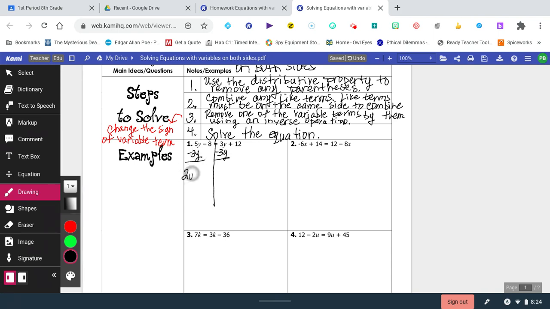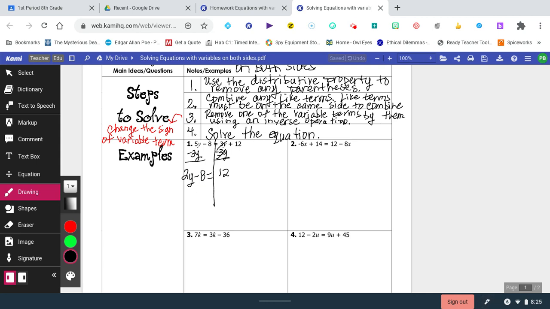So here I end up with 2y minus 8. These cancel, equals 12. Now you've got a basic two-step equation. What side is the variable on? The variable is on the left side. So what I need to do now is get rid of the 2 and the minus 8. The 2 is attached and the minus 8 is farther away, so I'll get rid of the minus 8 by changing the sign. Again, if it's farther away, just change the sign.